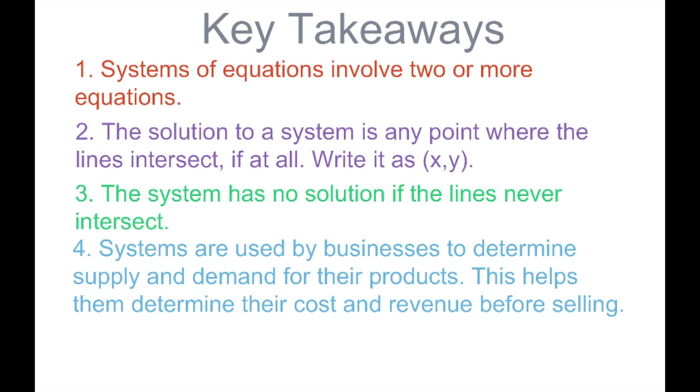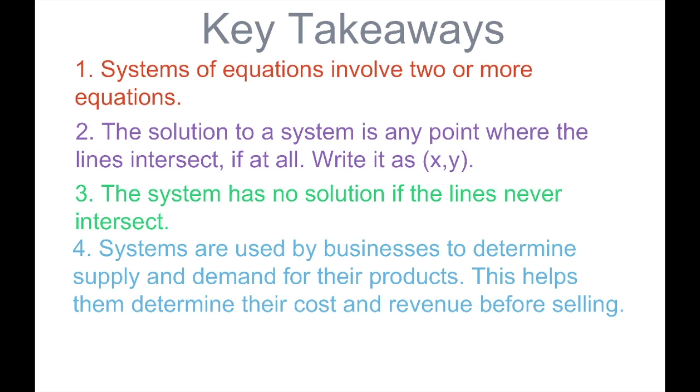Number 2, the solution to a system is any point where the lines intersect, if at all. We've seen cases where they do not intersect. When they do, write that solution as (x, y). Number 3, the system has no solution if the lines never intersect. Just really want to drive that point home. If they never actually touch each other, there is no solution to that system.